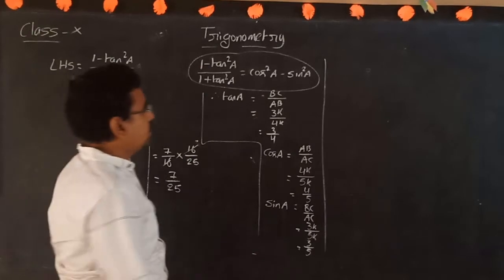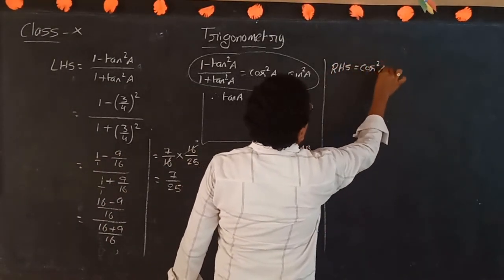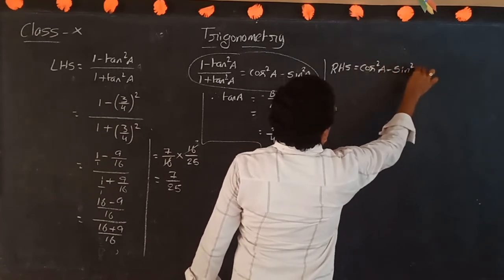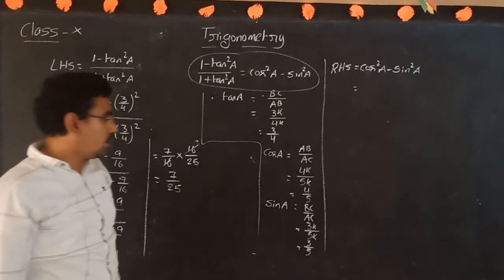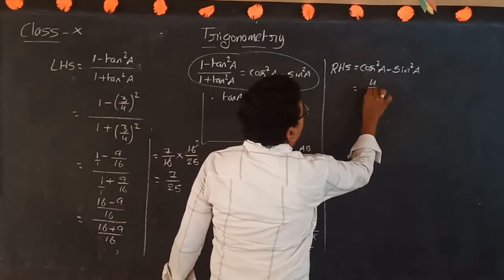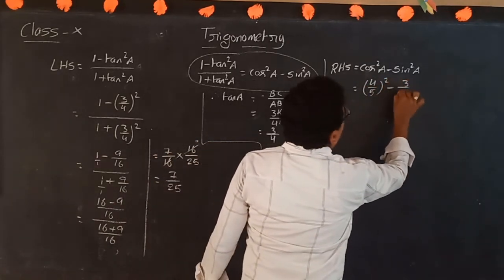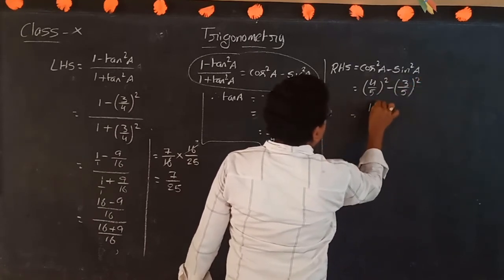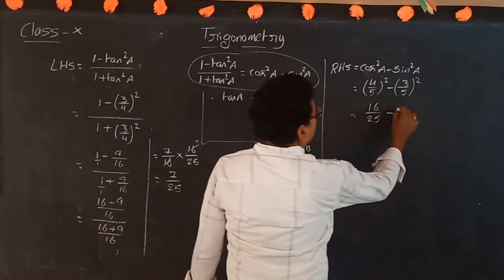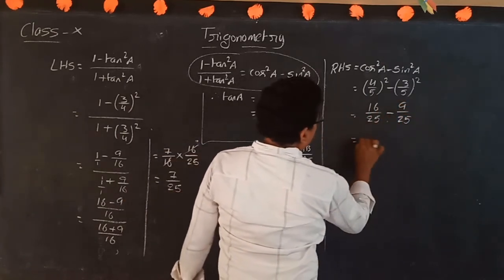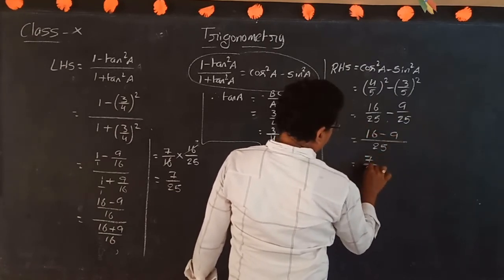So what is the RHS actually here? RHS equals cos square A minus sin square A. So what is the value? Cos A is 4 by 5, so 4 by 5 whole square minus 3 by 5 whole square. This one 16 by 25 minus this one 9 by 25. So 25 is the LCM. 16 minus 9, 7 by 25.